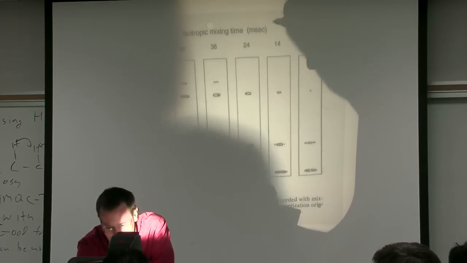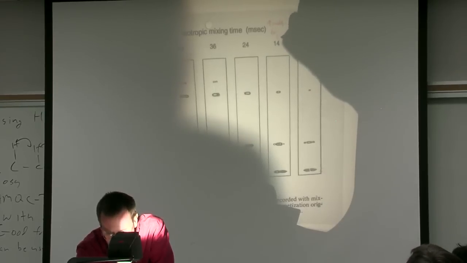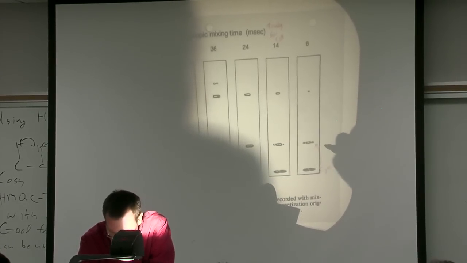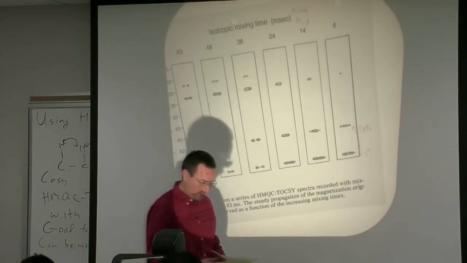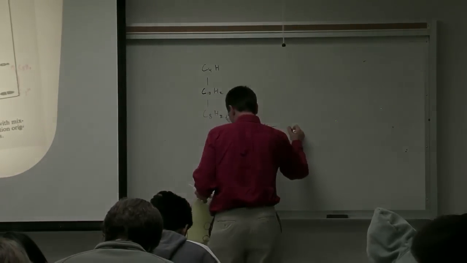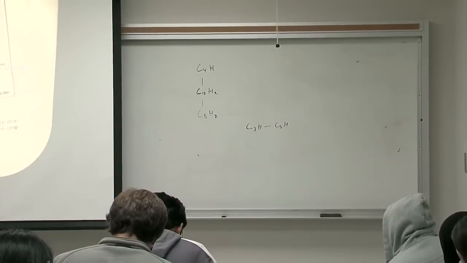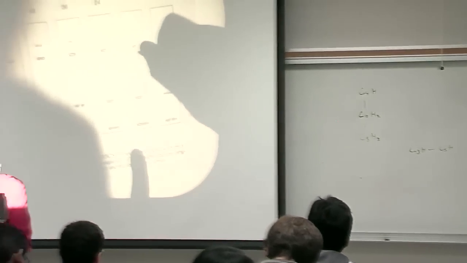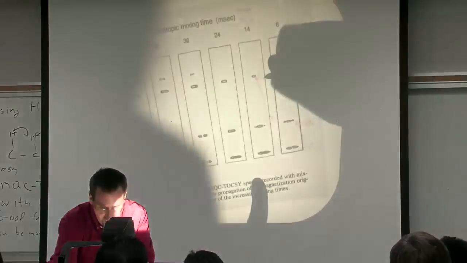All right. So this is all for looking at tracks for C3. All right. So here we've gone from C3H at 6 milliseconds to C5H. And so let me start to build this up on the blackboard. So we're going from C3H to C5H. And that's with 6 milliseconds. And you can see the next one is just popping up here at 14. It's getting well developed. So we've gone from C5H to C12H2.